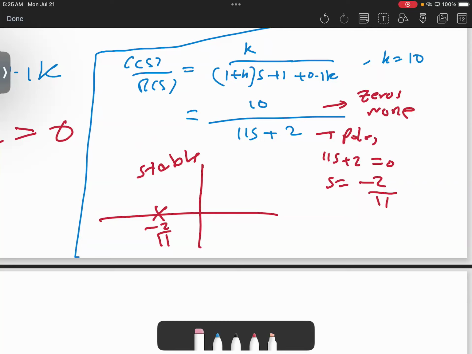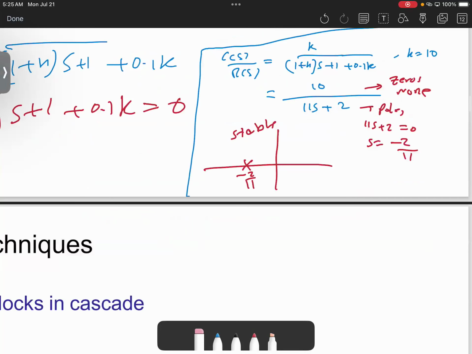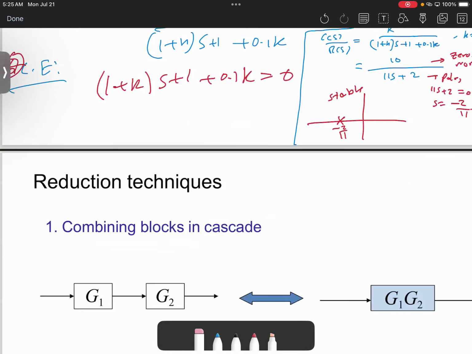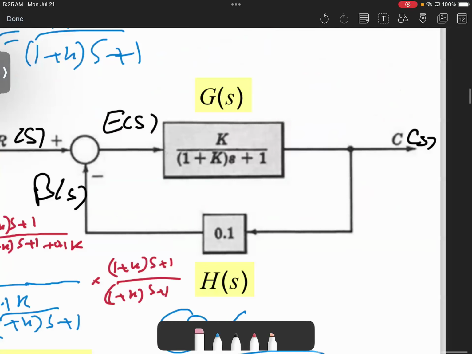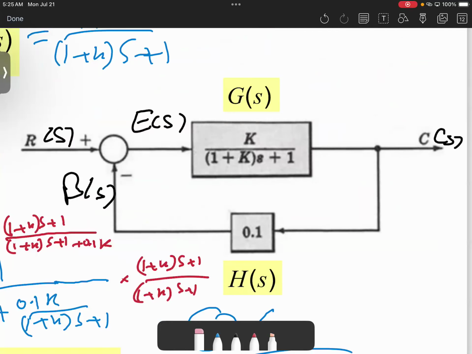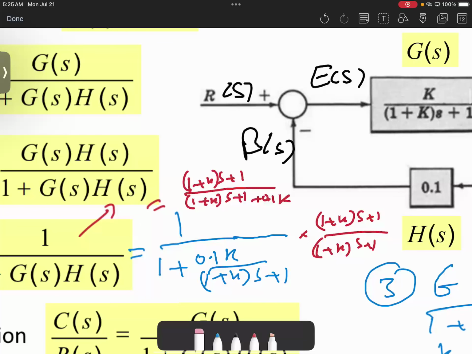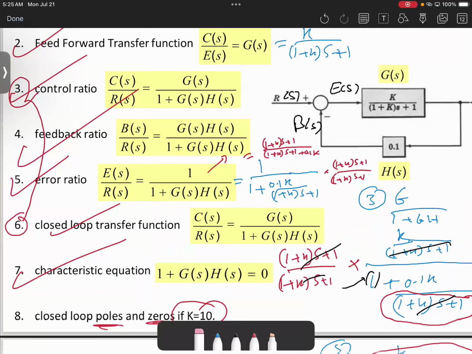Maybe in the future courses, you need to distinguish whether it's bounded input, bounded output stable or internal stable, which is not part of our topic right now. Now, we know, based on the canonical form, how to find all of these 9 unknowns, I think, or 8 unknowns, which is great. Now we know everything, how to find this.